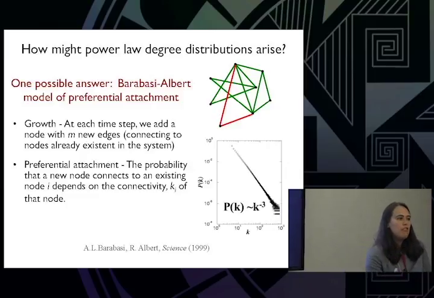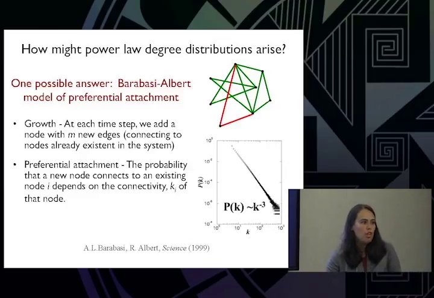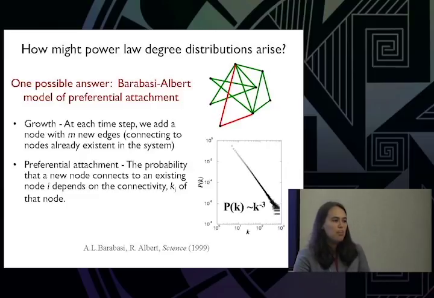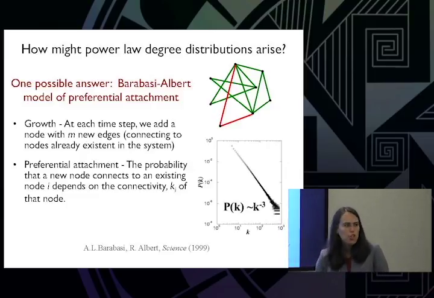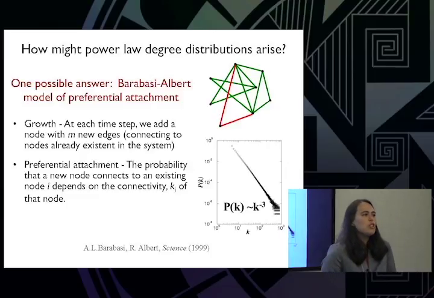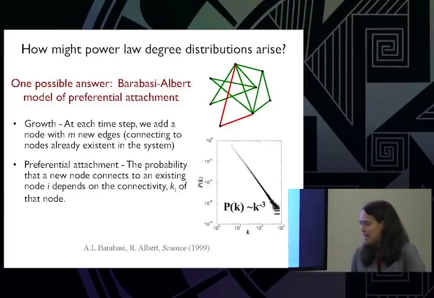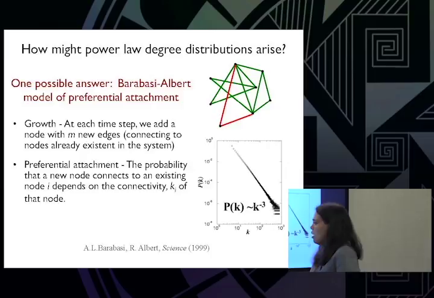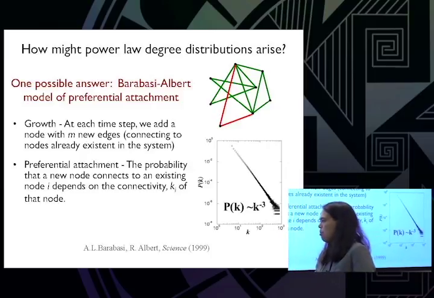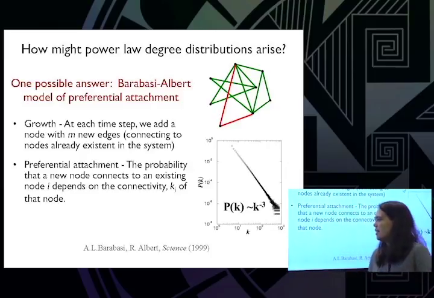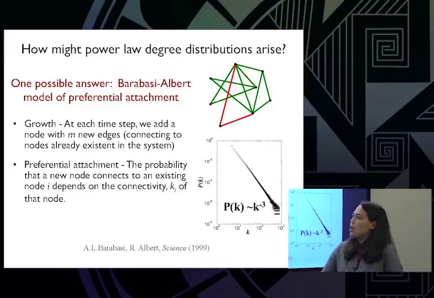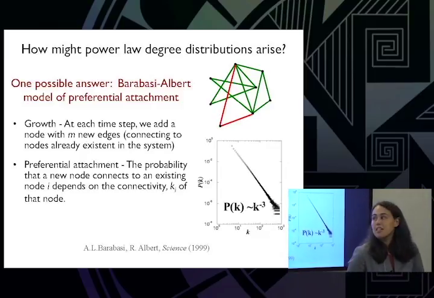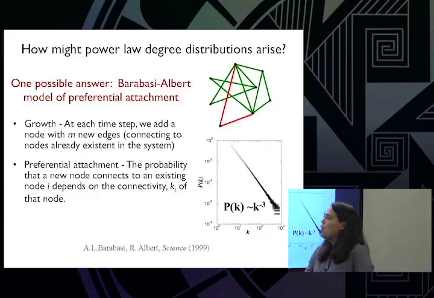We see these scale-free degree distributions where some nodes, like the airline hubs, have a huge number of connections, but most have just a small number of connections. How can we explain that mechanistically? This was a really influential paper by Barabási and Albert in Science in 1999, and their answer was preferential attachment. So they start with a network.